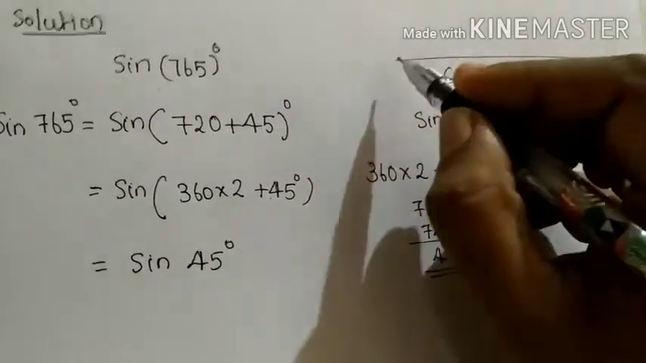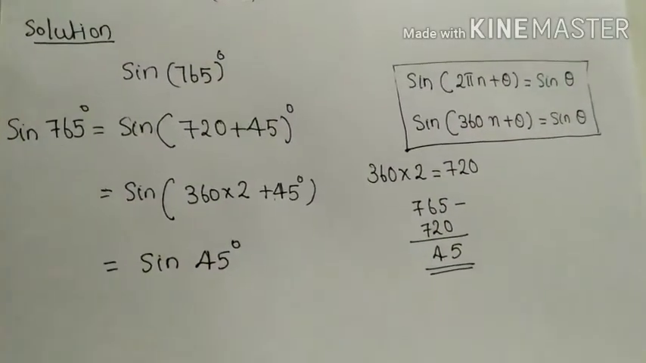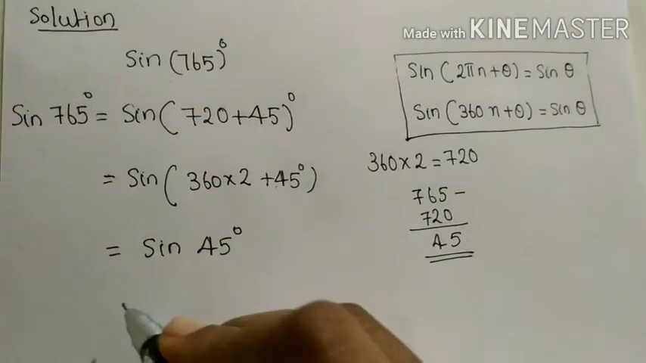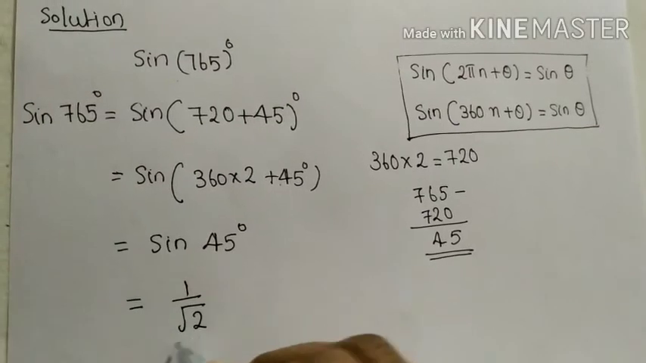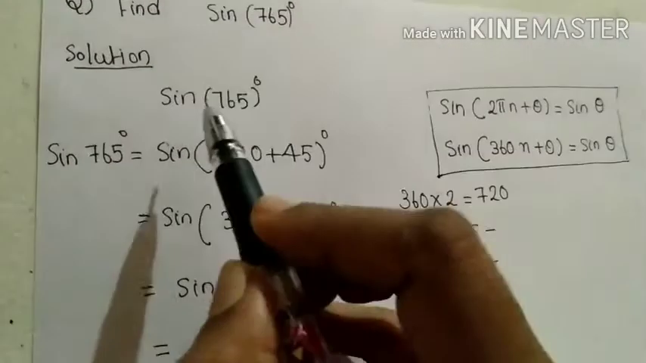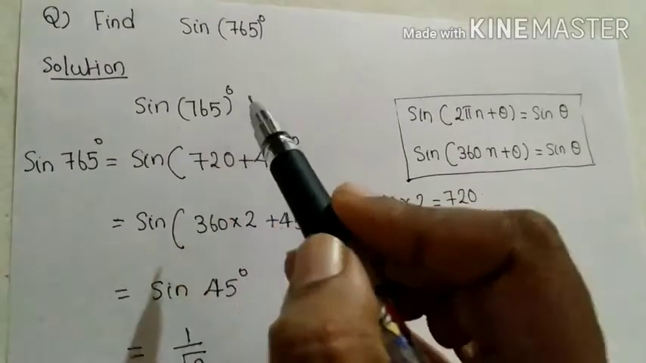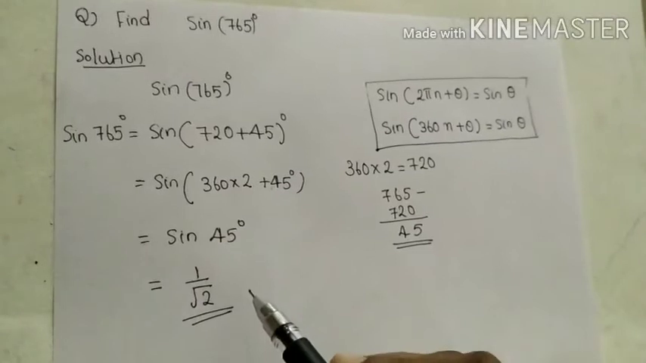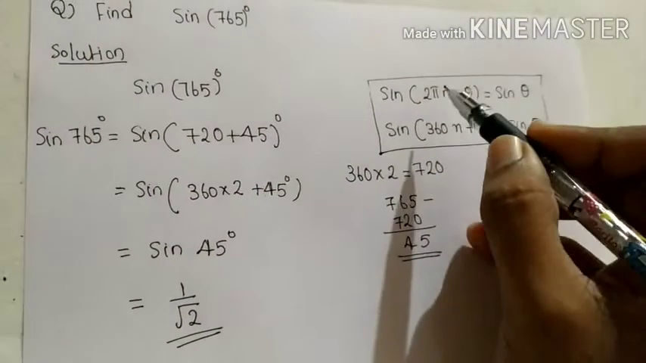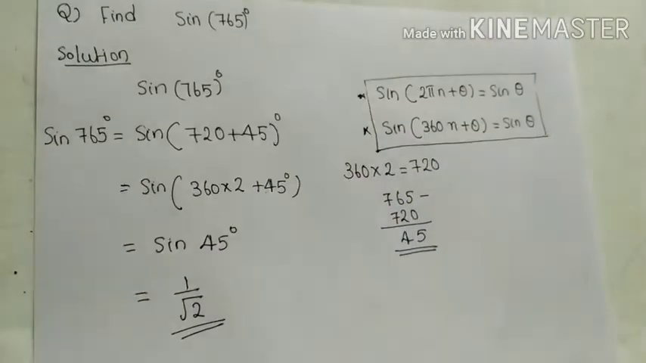In this question, here we are using this formula. Sine 45, and we know that the value of sine 45 is 1 by root 2. So sine 765 degree is equivalent to 1 by root 2. Okay, I hope you understood. In this question, we need only these two results.